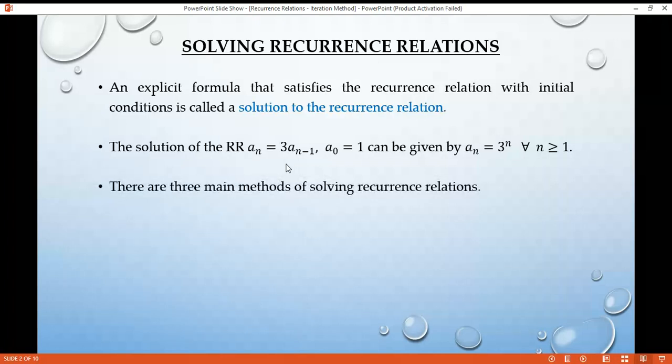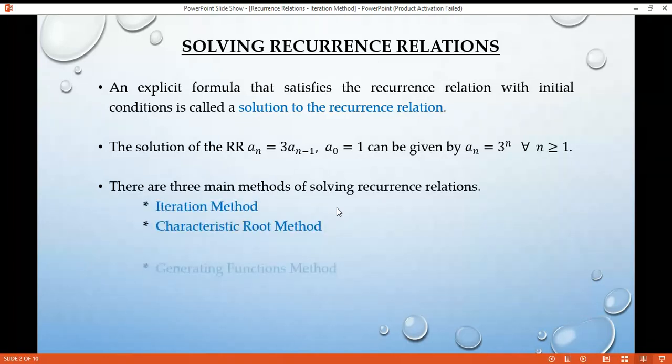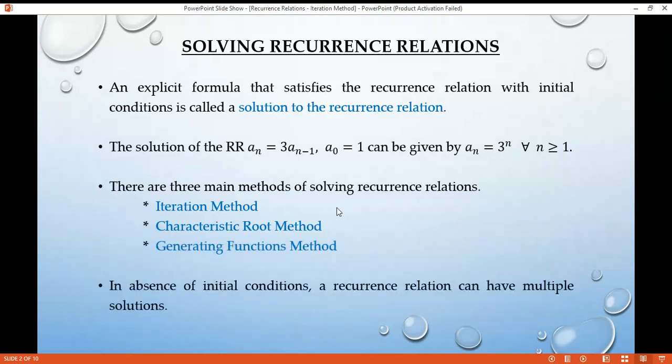And here we have three main methods to solve recurrence relations. First one is the iteration method, second one is the characteristic root method, and another is the generating function method. In the absence of initial conditions, we can solve a number of recurrence relations.